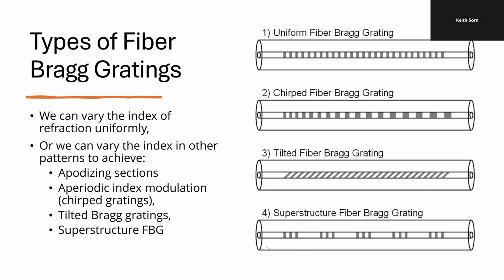And then there is a superstructure fiber Bragg grating. What it basically says is I have a little grating. See the 3 variations here. But out of that pattern of 3 variations, I make another pattern. And that is called a superstructure, a pattern of patterns, a structure of structures.